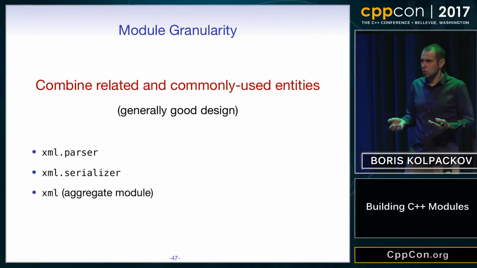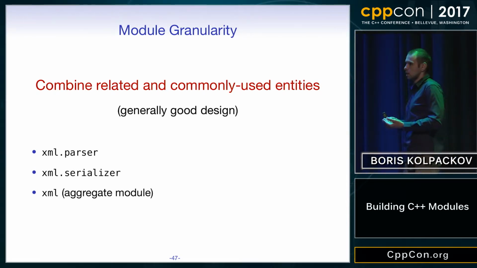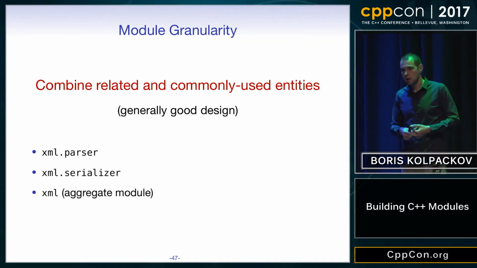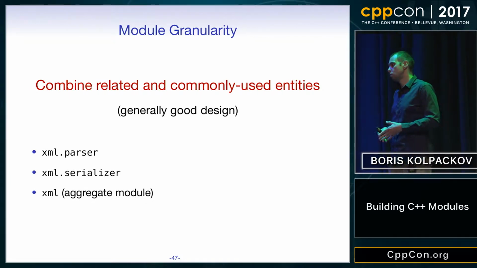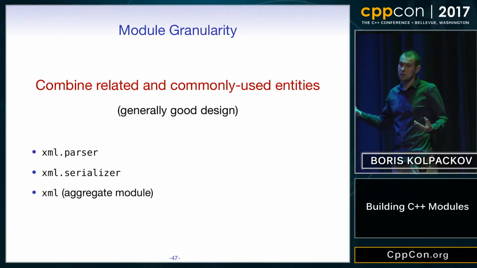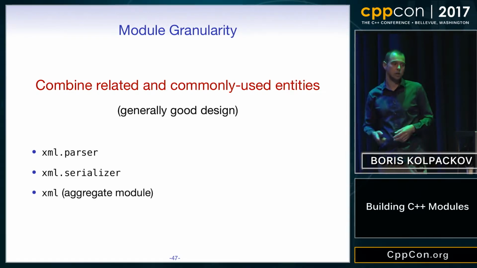And this happens to also be a generally good design. Just to give you an example, let's say we are writing an XML library which provides parsing and serialization. It's fairly common for applications to only use one of these two functionalities, so it makes sense to provide two modules. We can also provide an aggregate module for ease of importation, though in this case, importing two modules instead of one is not a big difference, so I would personally not even bother.